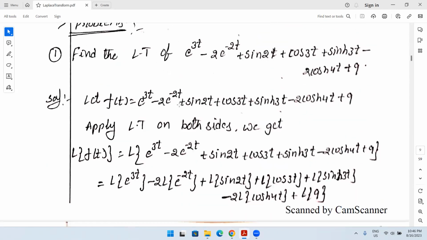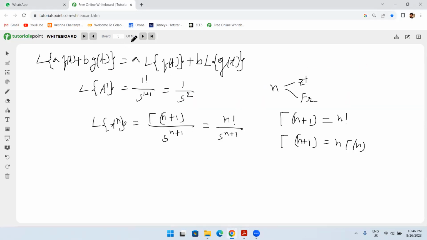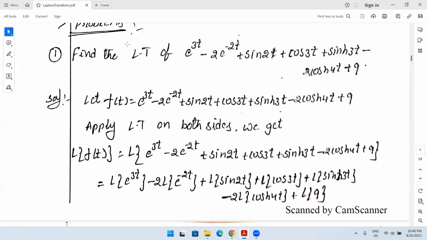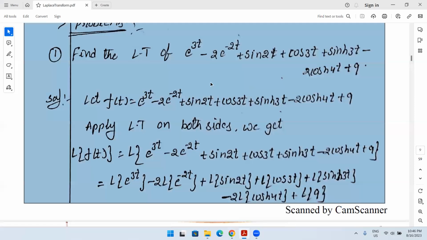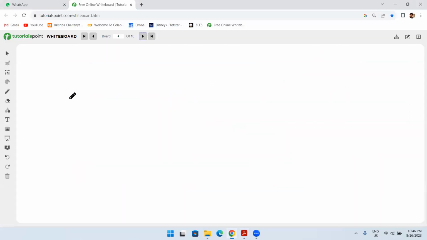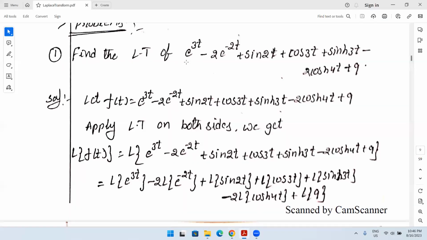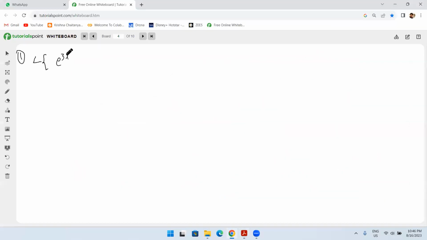Let us move to the problems now. Okay. So let us see the first problem, Laplace transform of this one. Let us write here. Let us see basic problems here. The first problem: L of e power 3t minus 2 into e power minus 2t.